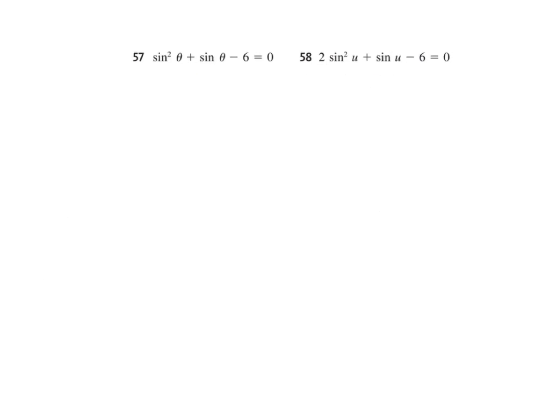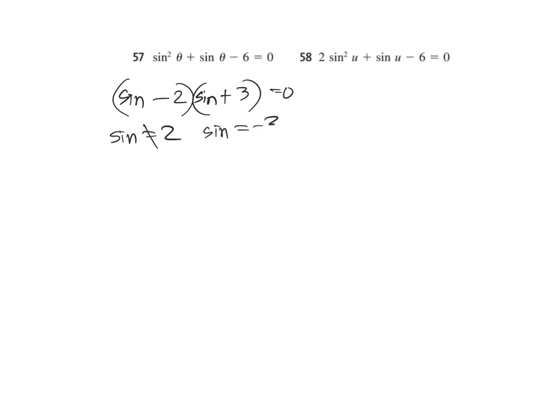Here we got a trinomial. So sine, and 3 and 2, depending on where you put it. So it's plus and minus there. So where does the sine equal 2? It can't equal 2. Okay, not possible. And the sine can't be negative 3 either. So the whole thing is a no solution.